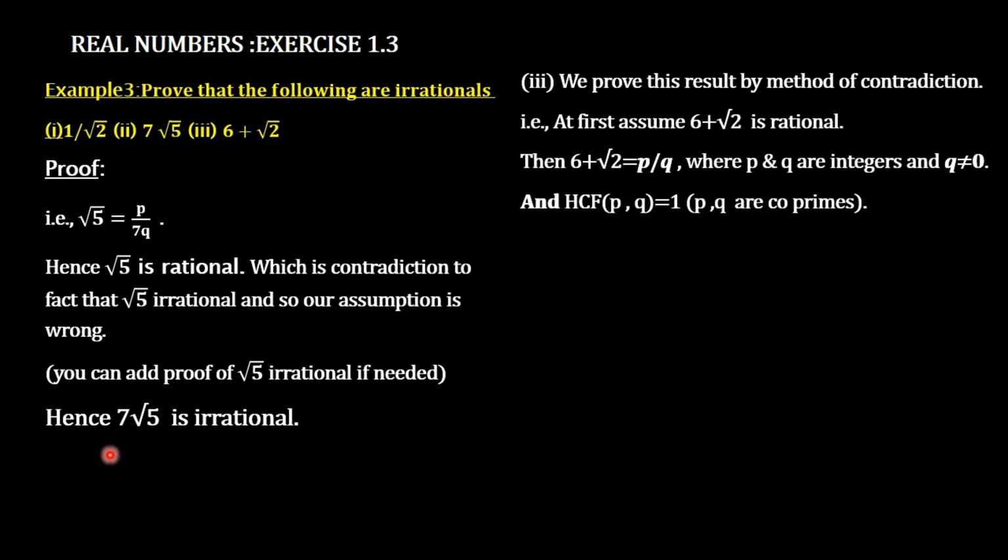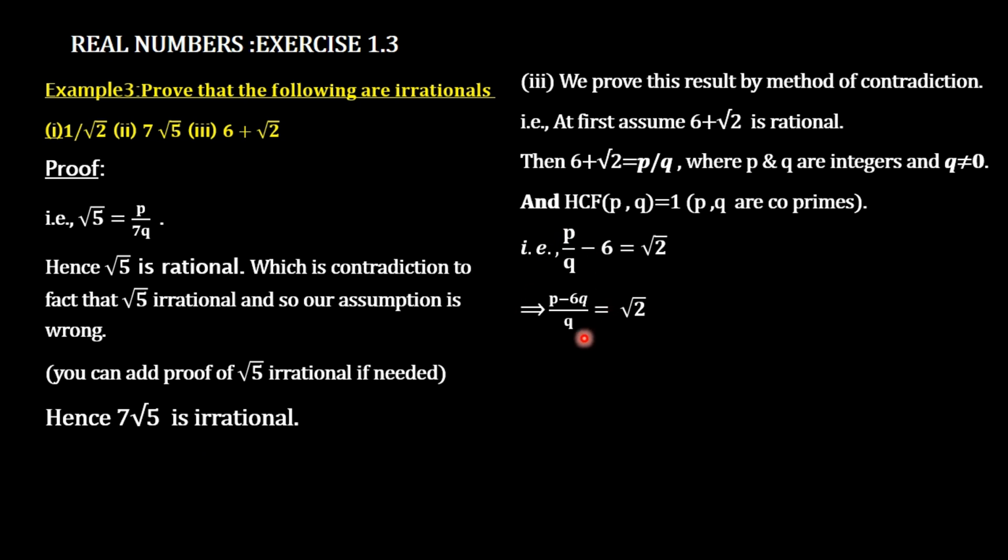That is, 6 plus root 2 equals p by q. Then what is root 2? P by q minus 6 equals root 2. Okay, which is equal to p minus 6q by q equals root 2. That is, root 2 equals an integer by another integer where q not equal to 0. Then what is root 2 by this definition? It is a rational number.